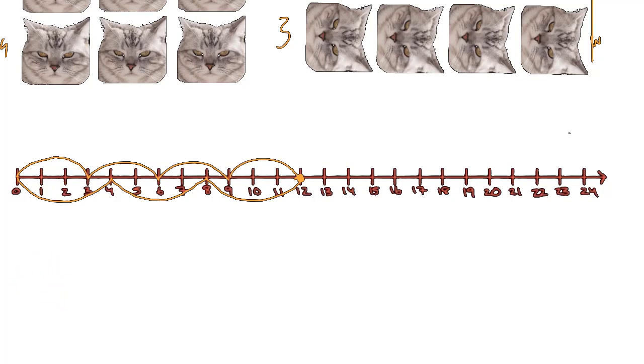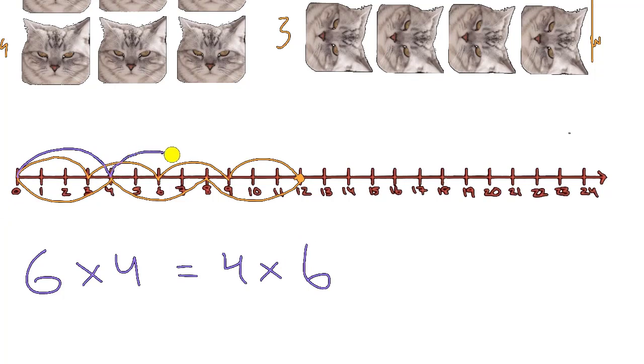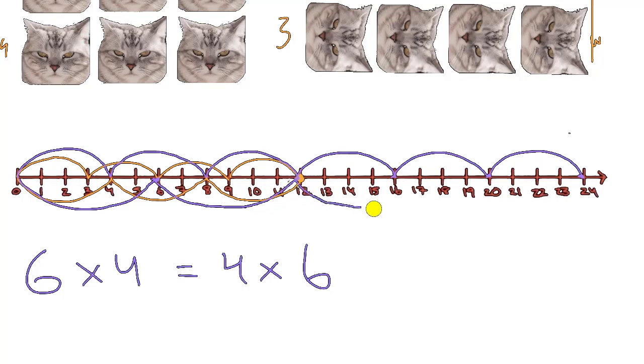So let's say we wanted to do that with, I don't know, let's see, 6, whether 6 times 4 is the same thing as 4 times 6. Well, you could view it as 6 fours: 4, 8, 12, 16, 20, and then 24. Or you could view it as 4 sixes: 6, 12, 18, and 24.